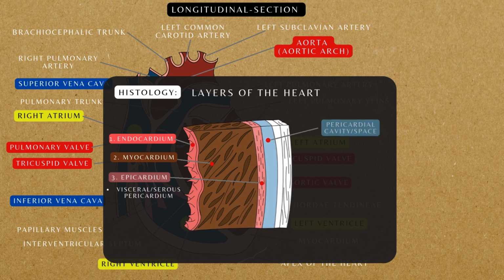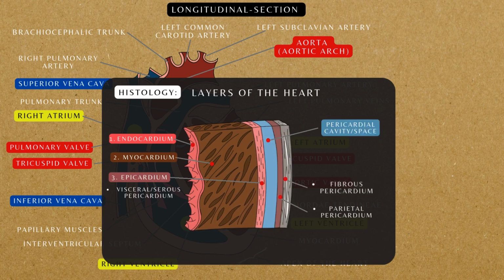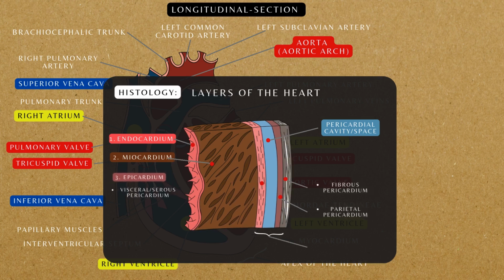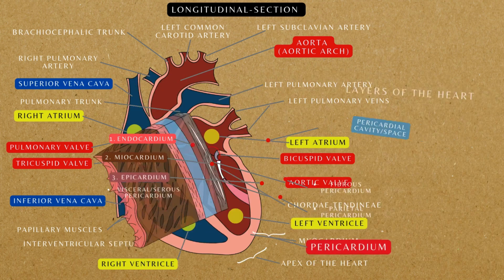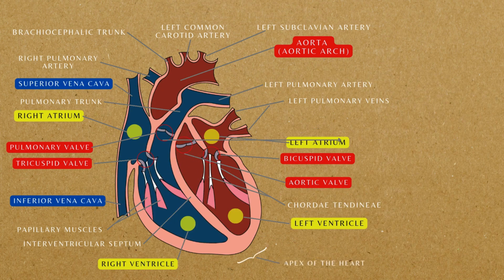This is the pericardial cavity, which contains pericardial fluid produced by the mesothelial cells, the parietal pericardium, and the outermost protective fibrous pericardium. Both the visceral and parietal pericardium, along with its fibrous outer layer, is collectively called the pericardium. Here is the most inferior point, the apex.